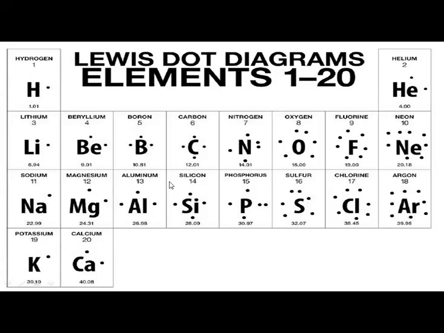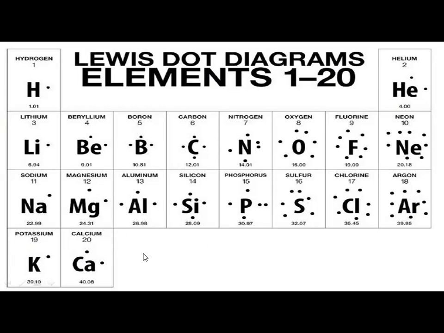See, carbon, silicon, 4 dots. Boron, aluminium, 3 dots. Because their valence electrons will be same. Nitrogen, 5. Phosphorus, 5. Oxygen, 6. Sulfur, 6. Fluorine, 7. Chlorine, also 7. All noble gases 8 except helium. Helium will have 2. Yes. So this is how we write the Lewis dot diagrams for first 20 elements. Yes. For all the elements also you can write.